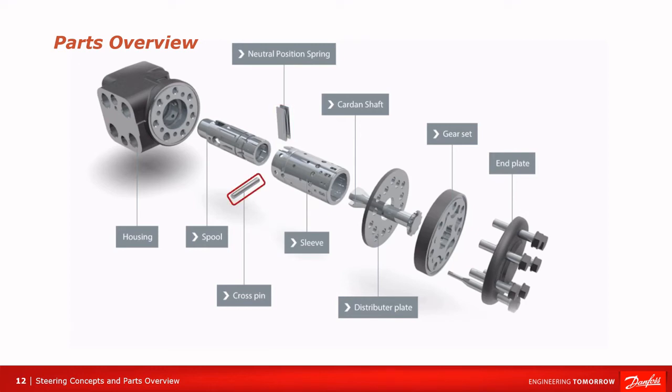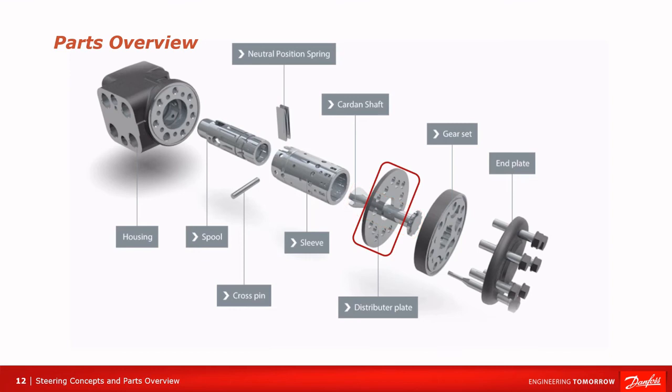The crosspin links the sleeve to the gear wheel via the cardan shaft. This means that when the gear wheel rotates, the sleeve will rotate at the same time. When the shaft is rotated relative to the sleeve, the ports of the sleeve direct flow through the gear set and out of the steering cylinder. The cardan shaft is linked to the sleeve at the top via the crosspin and is linked to the gear wheel of the gear set at the bottom.